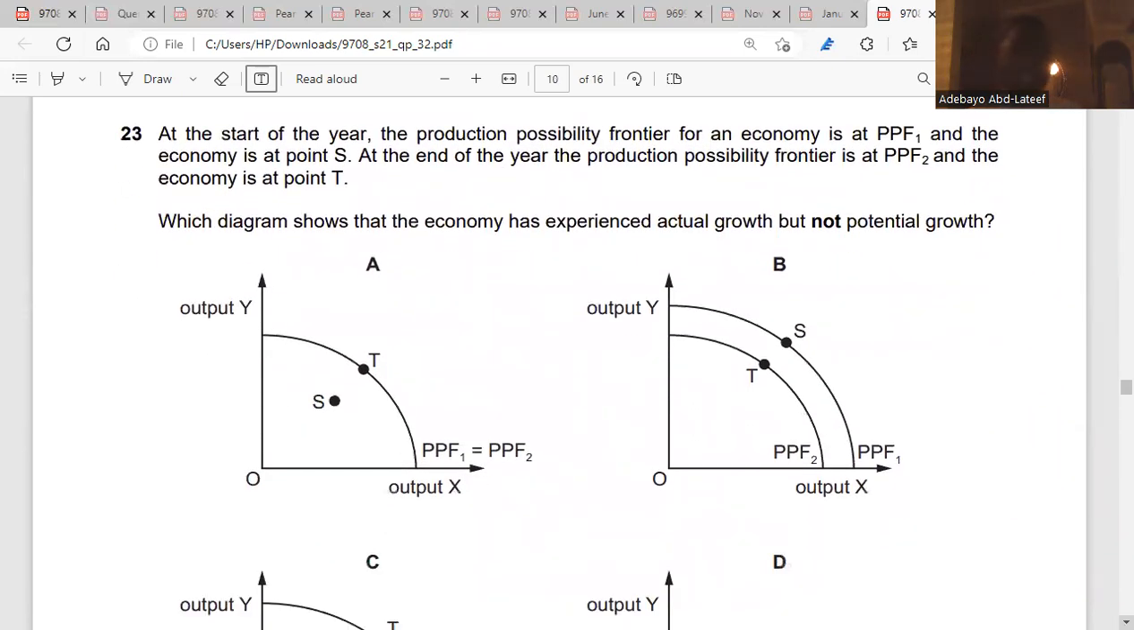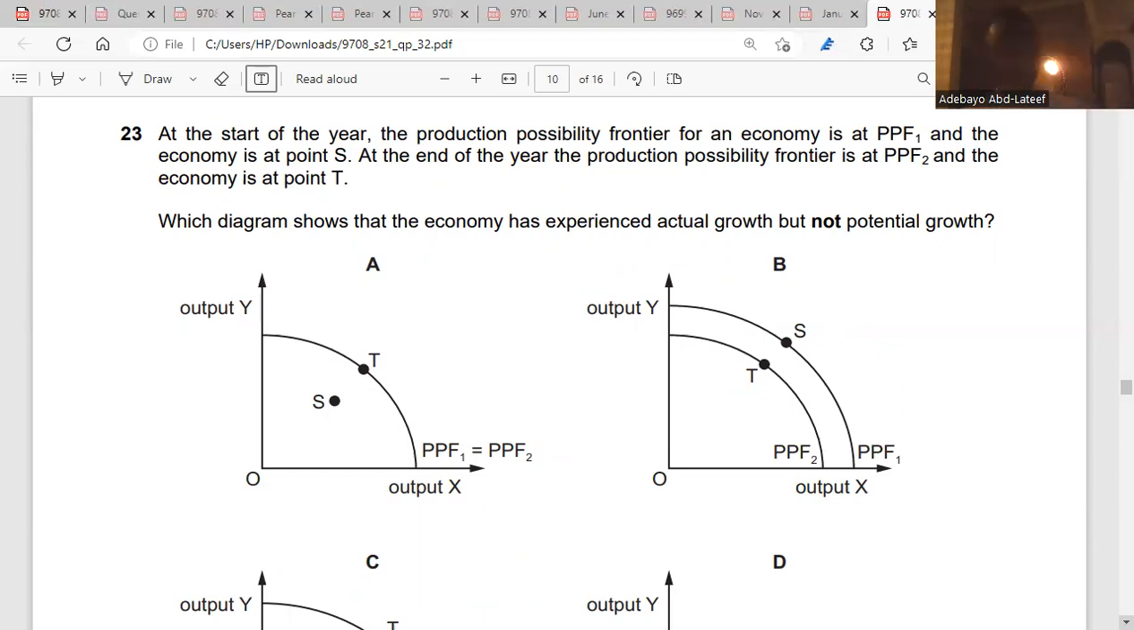At the start of the year, the PPF for an economy is at PPF1 and the economy is at point S. At the end of the year, the production possibility curve is at PPF2 and the economy is at point T. So that means the economy didn't shift outward. It's on the line of the PPF. So this shows that the economy is witnessing an actual growth, not potential growth.